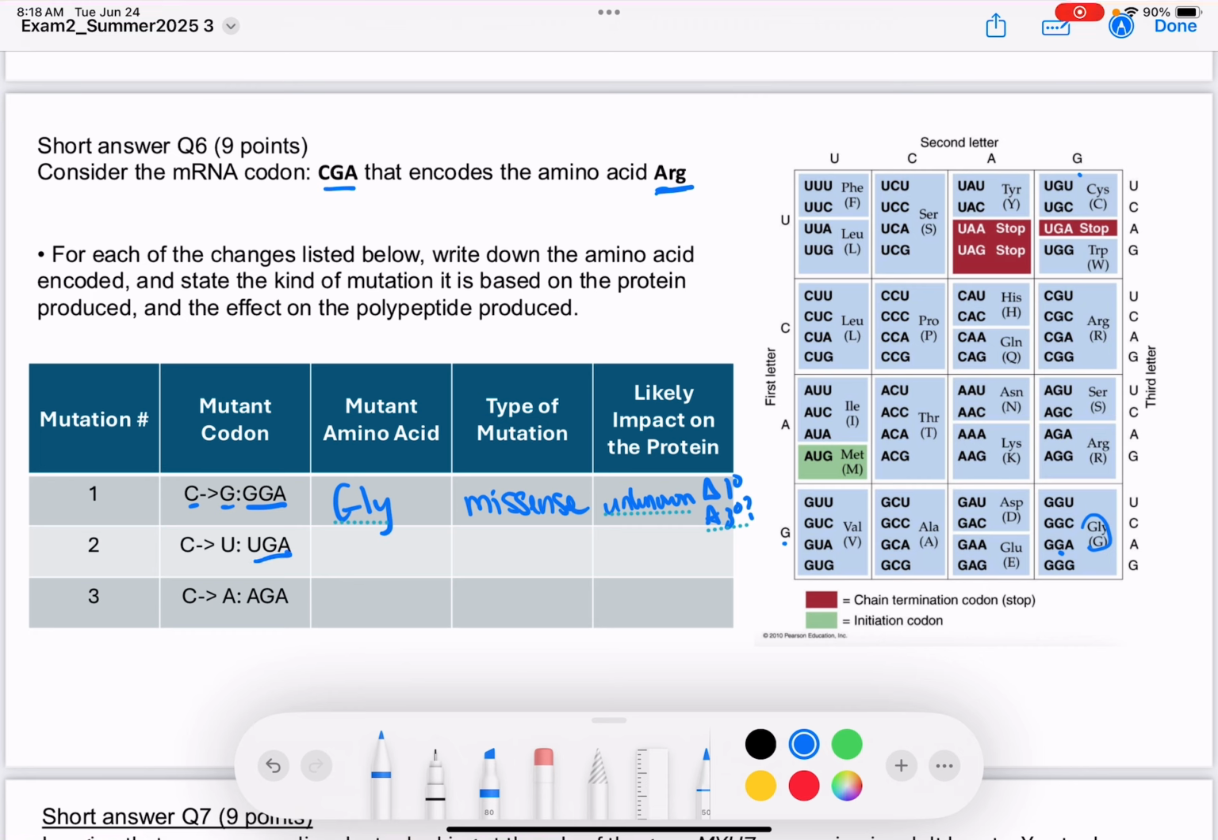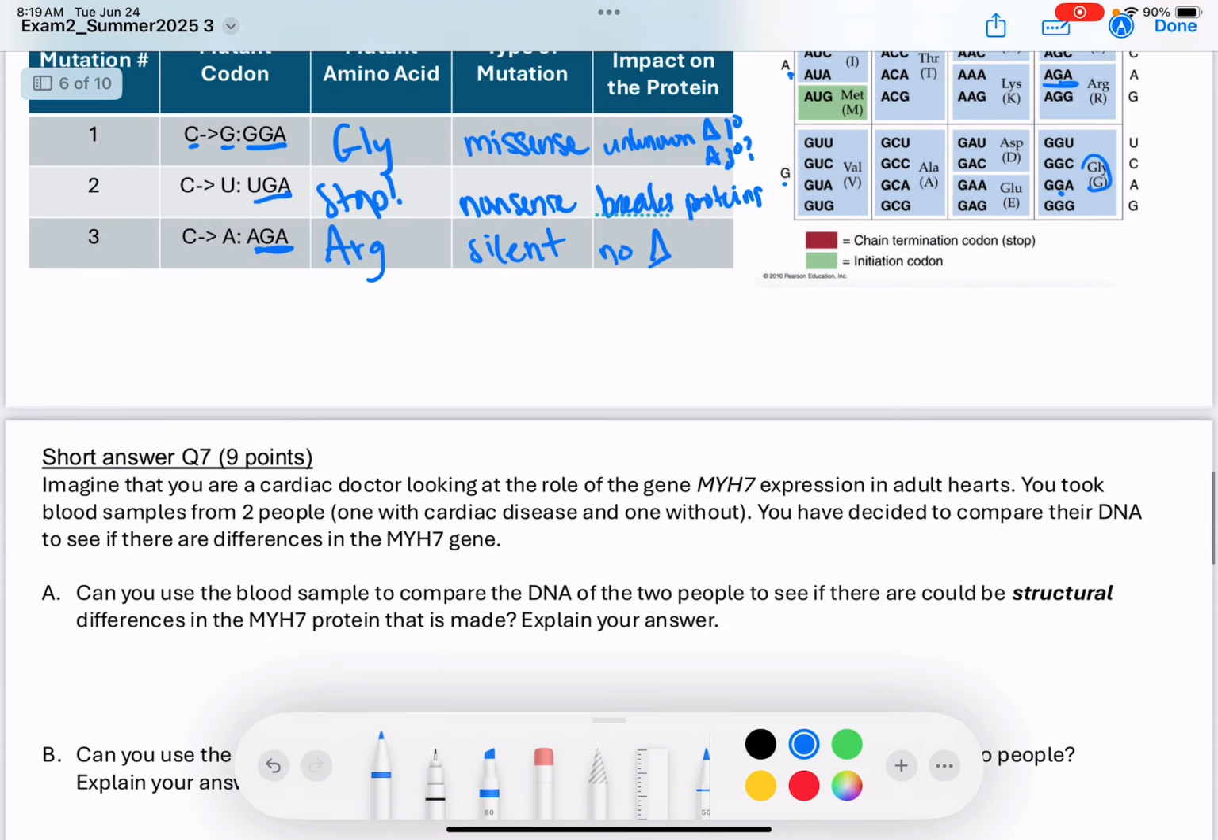UGA. Oh, UGA I think is a stop codon. Yeah, UGA is a stop. Right, this is a nonsense mutation. It's nonsensical, and it breaks the protein. Right, so you could have said early termination. You could have said just that it changed the protein. I accepted a few different things here. And then AGA, so AGA is arginine again, right? So there's no change in the amino acid that it codes for. So that's called a silent mutation because we don't even see it in the primary structure. And there's no change for the protein.